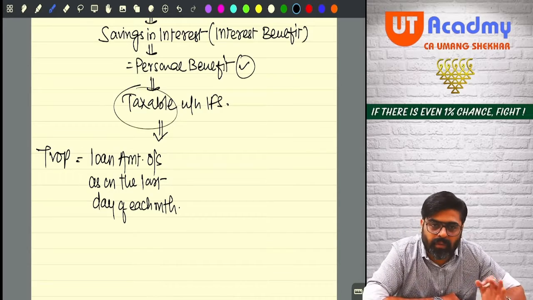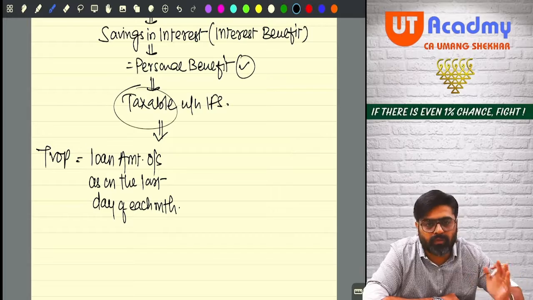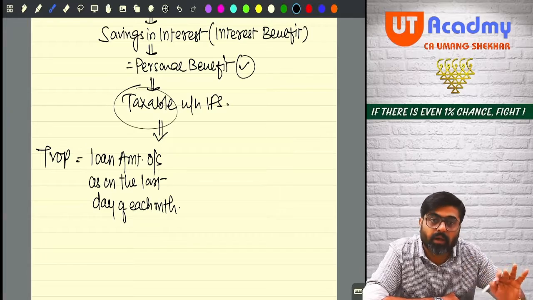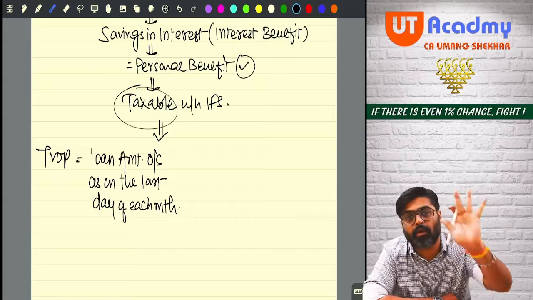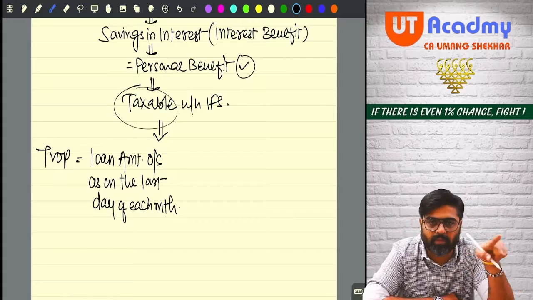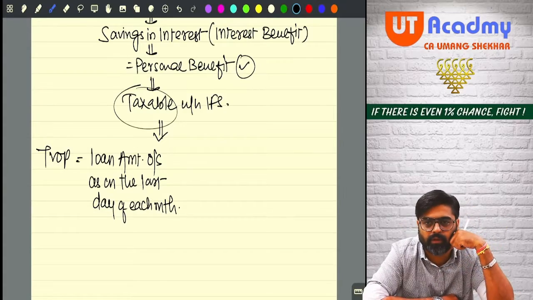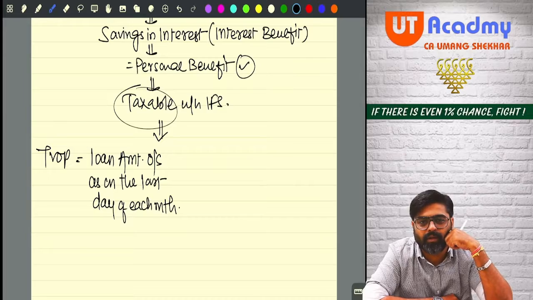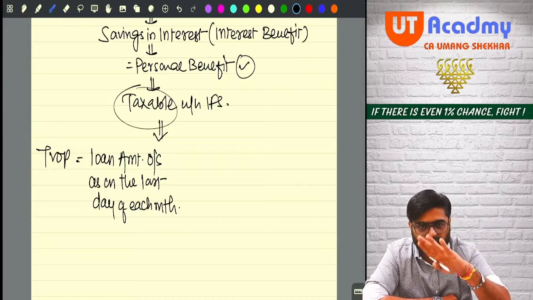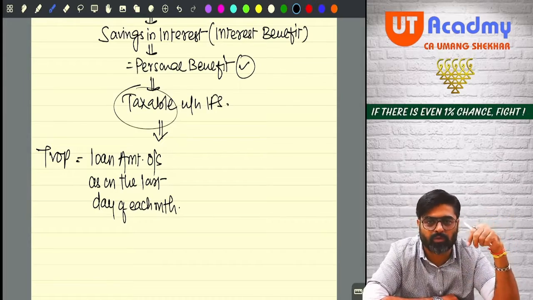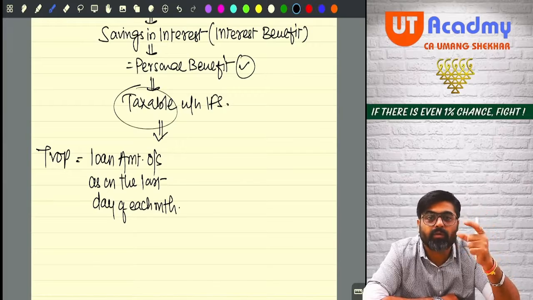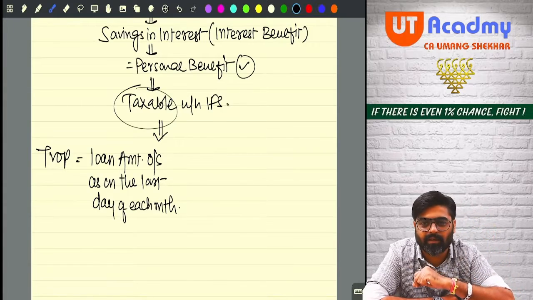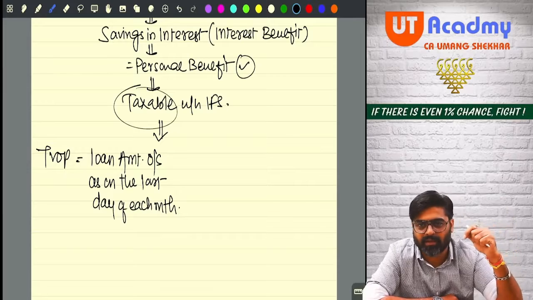So during each month of the previous year, how much loan you have taken from the employer, out of that, how much loan is remaining outstanding as on the last day of each month, because the benefit will be calculated on a monthly basis. Why monthly basis, sir? Because the moment you have taken the loan from the employer, you are going to repay that loan also, no? So every month end, the amount of loan will keep on changing if monthly payments are there.